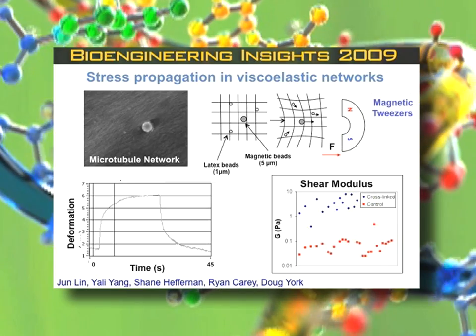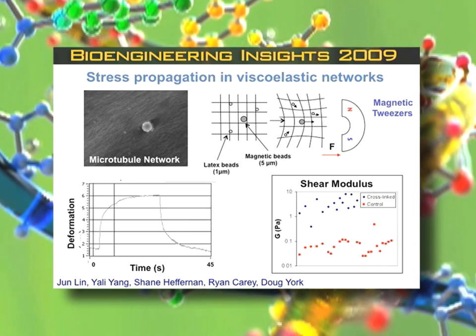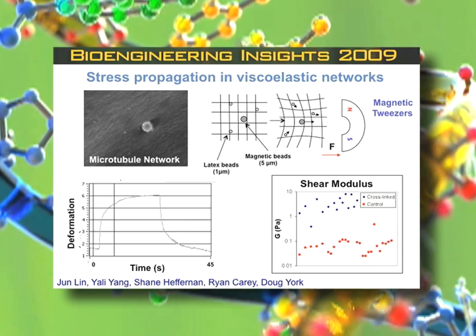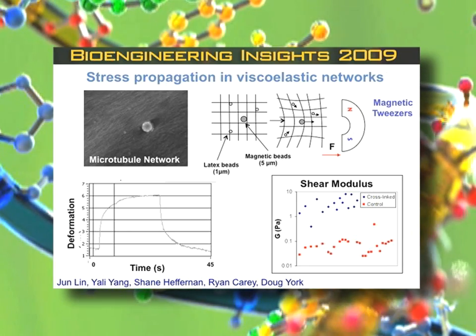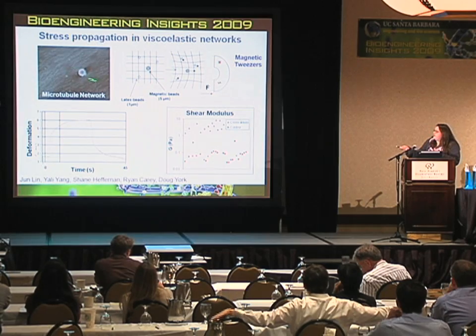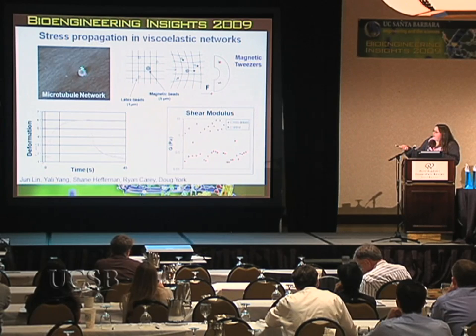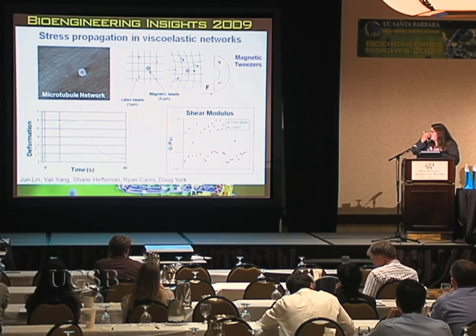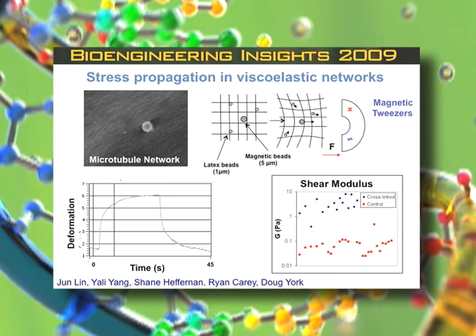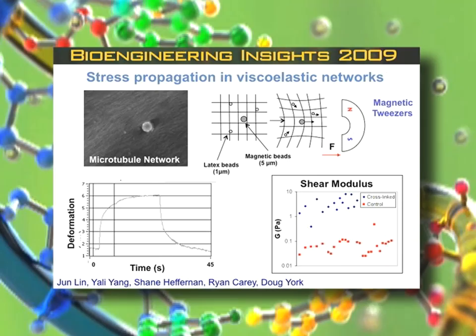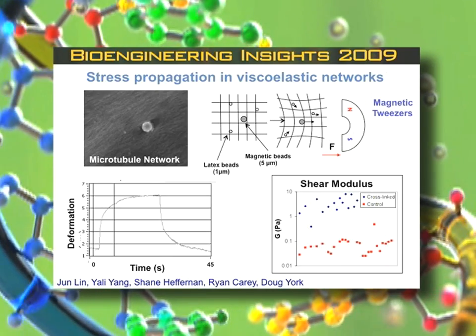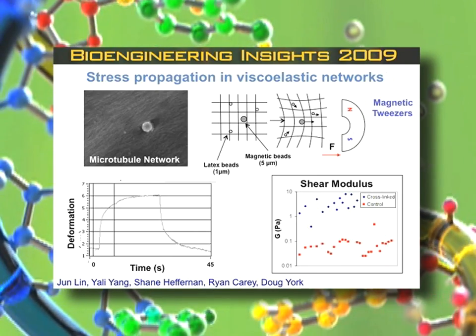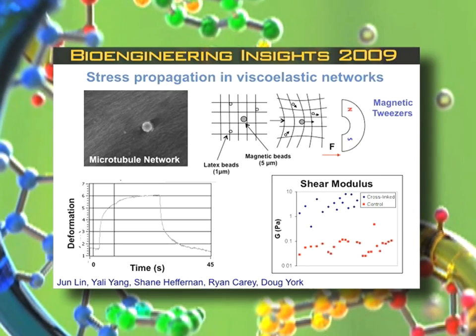One of the techniques that we're using here is a magnetic tweezer technique that's been developed by Omar Saleh's group, and this work has been done in collaboration with one of his graduate students, Jun Lin. The idea is to take microtubule networks, embed small magnetic particles, and apply point forces to the network, and try to understand the force involved in stretching the network, by looking at some fiducial marks, whether the network itself or small latex beads which are embedded in the network and immune to the magnetic field.